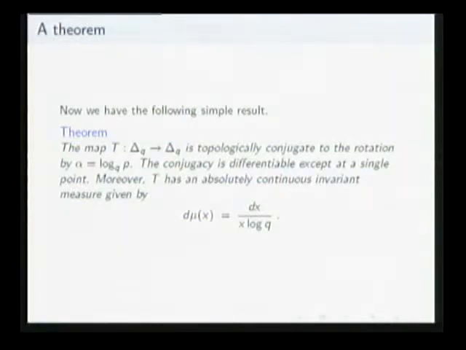The rotation number is just the log of p in base q. And you can, in fact, see that there is an absolutely continuous invariant measure. And I want to point out the important thing here. Notice that the expression for the density of this measure depends only on q and not on p. This will be very important later when I generalize the problem to bases greater than 3. So for instance, if you're working with base 3, the rotation number is log 2 in base 3.